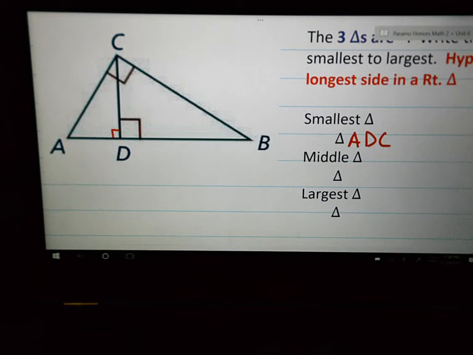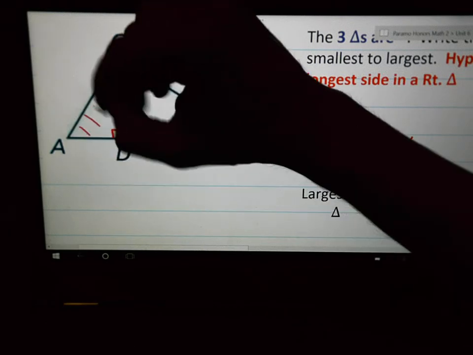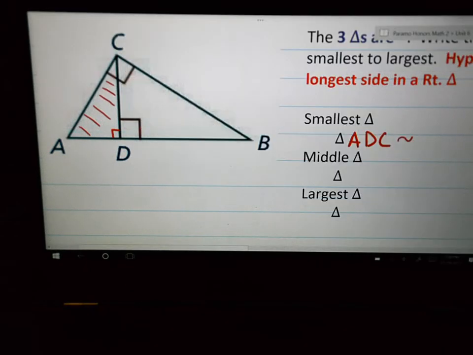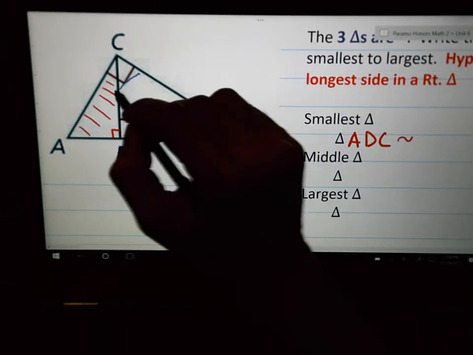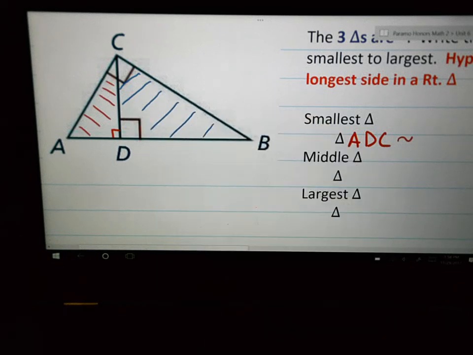And that is going to be similar to the middle triangle. Which one's the middle triangle? This is the smallest triangle. I'm going to color it in red. Now I'm going to go over to the middle triangle. The middle triangle is this one over here. I'm going to color it in blue. And I want to do the same thing. I want to do this from small to medium to large.